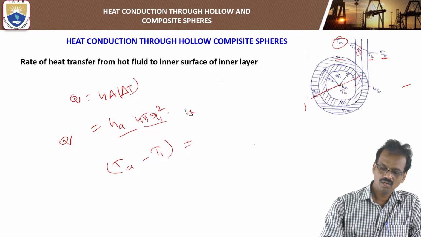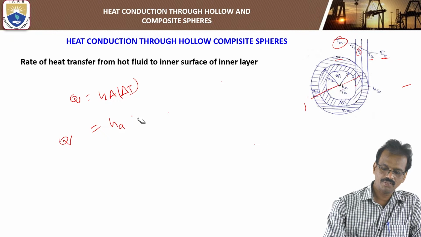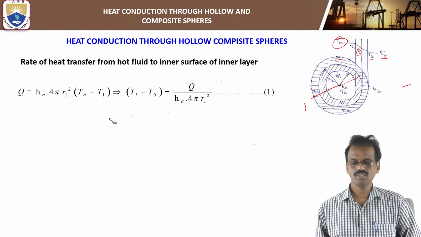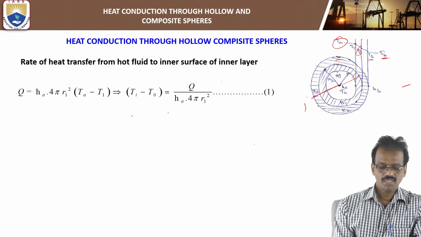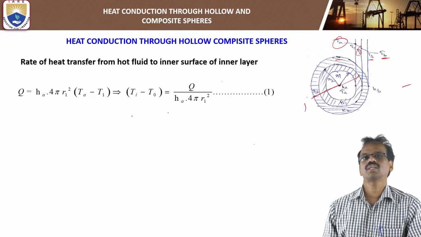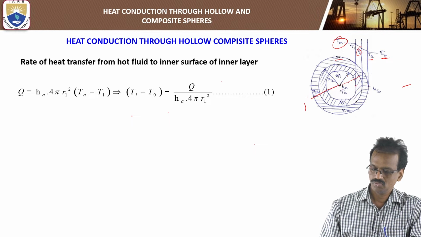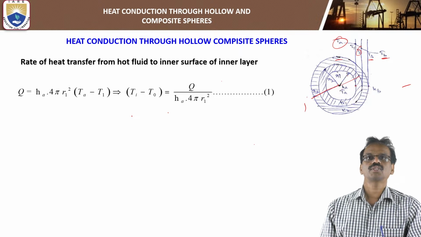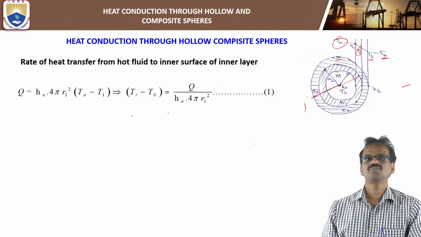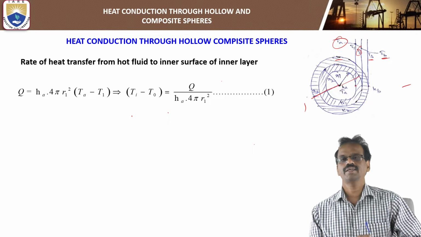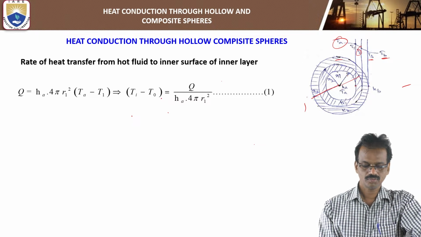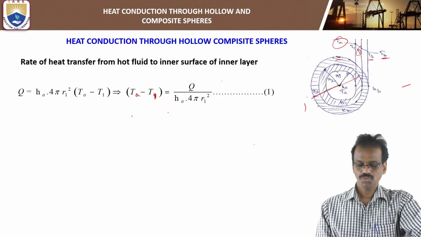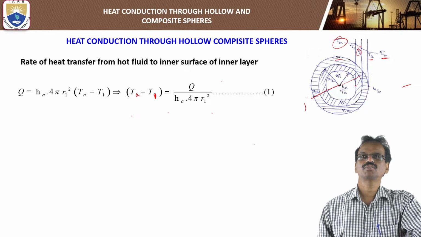It means heat transfer from the hot fluid to the inner surface of layer 1. Here I am giving the formula. Q is equal to HA, or H of the hot fluid, HF, you can write it like this also, into 4 pi R1 square, since the radius of the inner space is R1, into the temperature difference, TA minus T1 or THF minus T1. So TA minus T1 is equal to Q by HA into 4 pi R1 square. So this is formula 1.